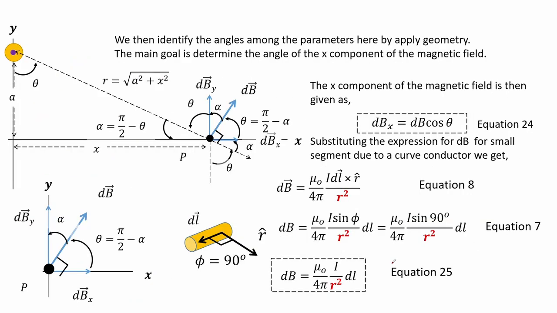We then identify the angles among the parameters here by applying geometry. The main goal is to determine the angle of the x component of the magnetic field. The x component of the magnetic field is then given in equation 24. Substituting the expression for dB for small segments due to a curved conductor, we get equation 25. Note that we are not dealing with an infinitely long wire, so take this into account when writing the type of magnetic field equation. Here we use r squared, not r.